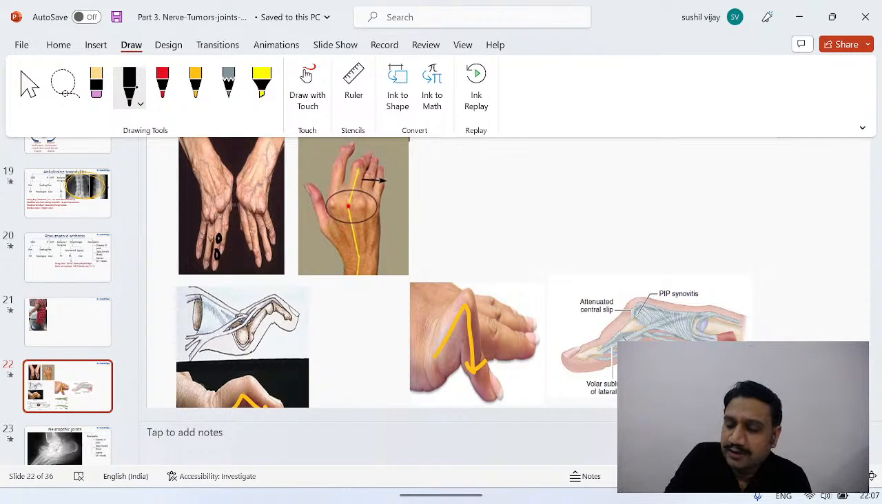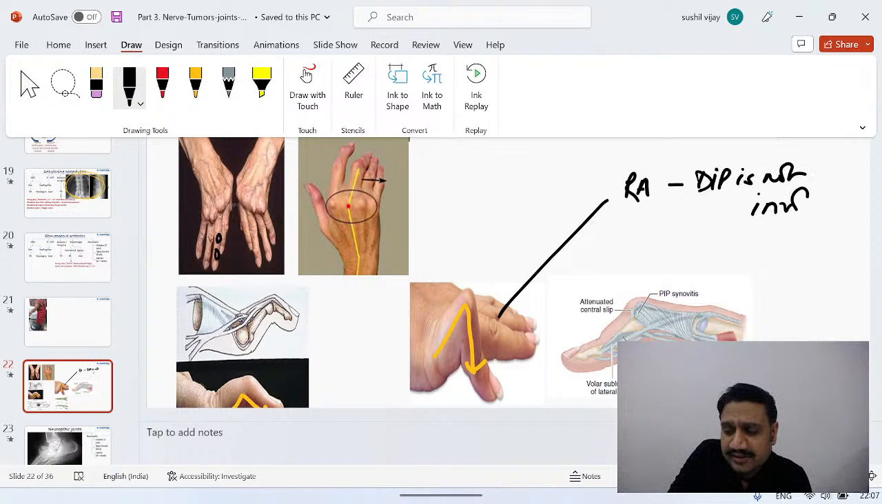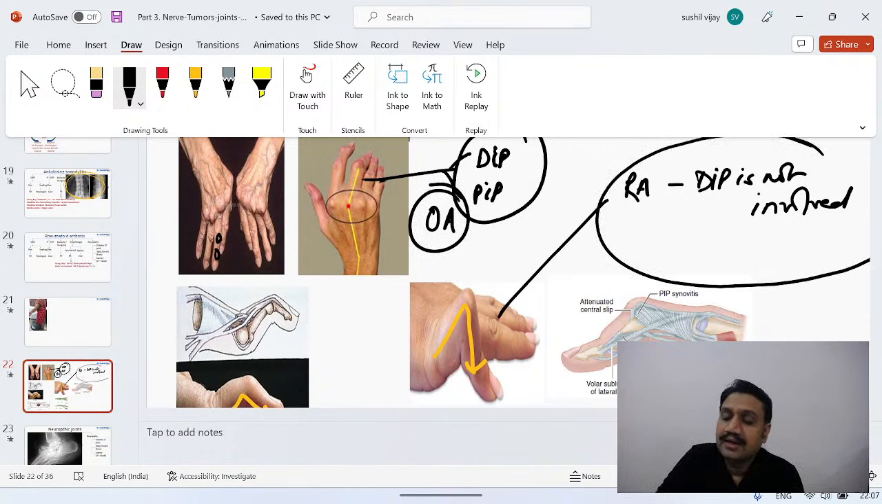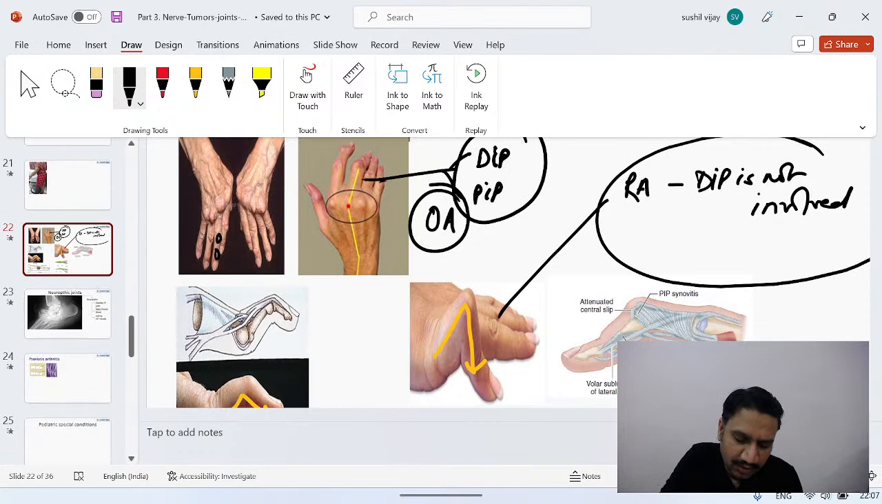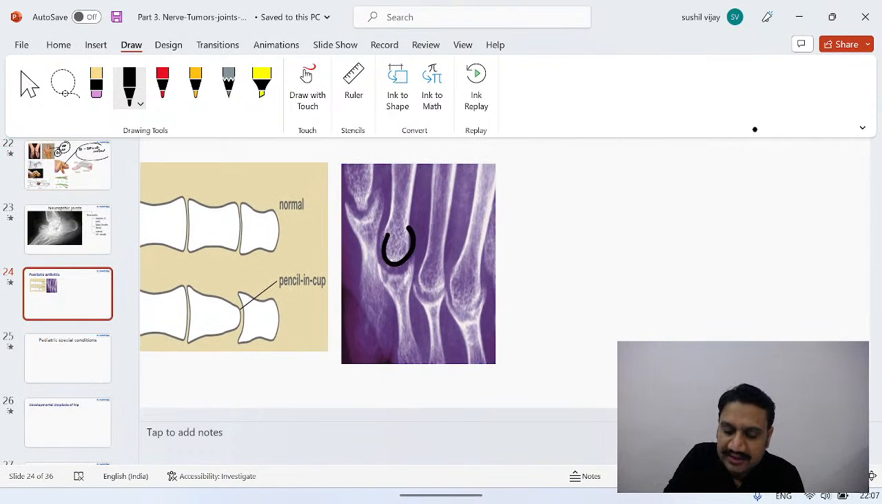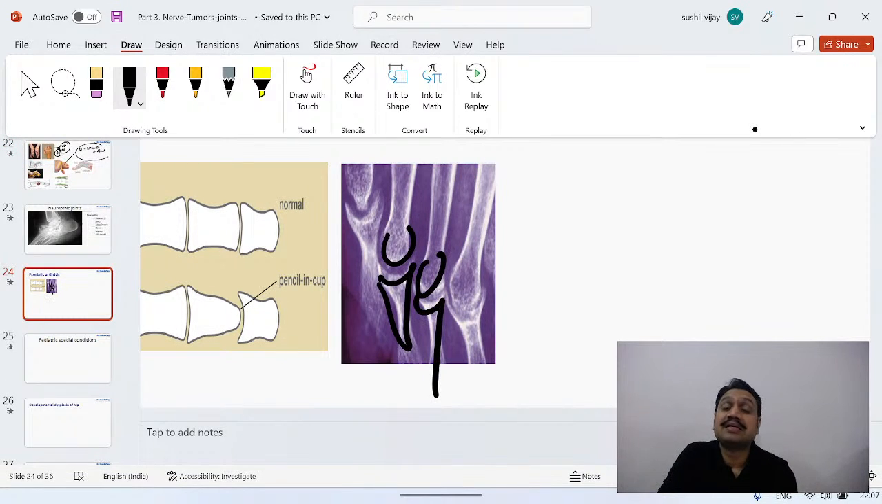In osteoarthritis, we can have destructive arthropathies of the DIP as well as the PIP. So please remember, in a case of RA, the DIP is not involved. But in OA, the DIP and PIP both can be involved. That is your osteoarthritis. This is classical rheumatoid, AS and all. Psoriatic arthritis also I can show you, which classically shows the pencil in a cup appearance.